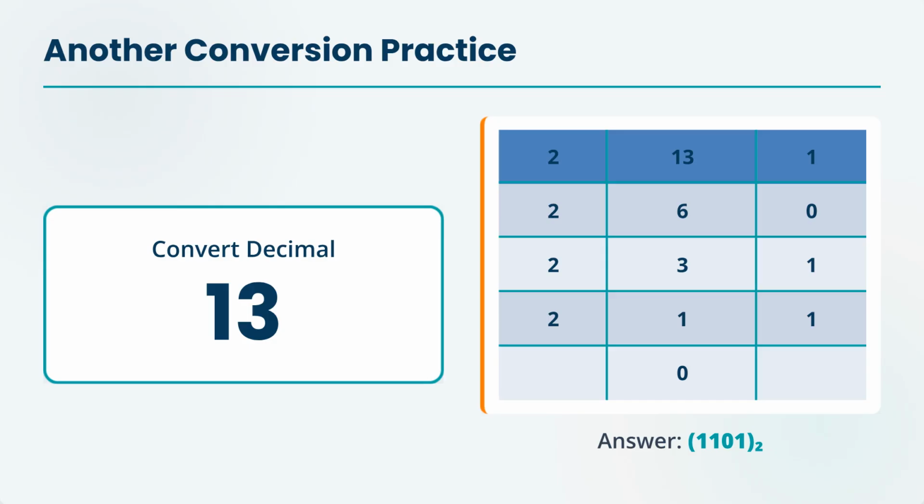Let's practice converting decimal 13 to binary. Dividing by 2 repeatedly gives us the remainders. Reading the remainders from bottom to top, the binary equivalent of decimal 13 is 1101 base 2.